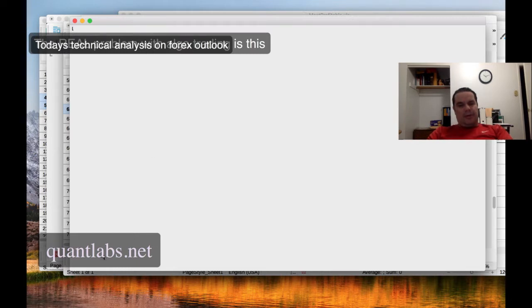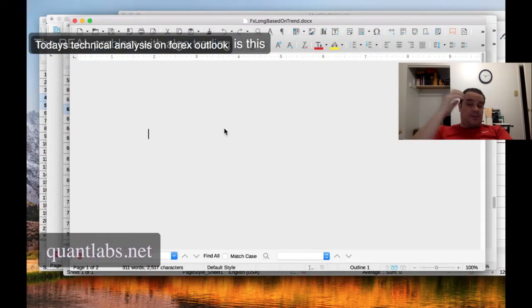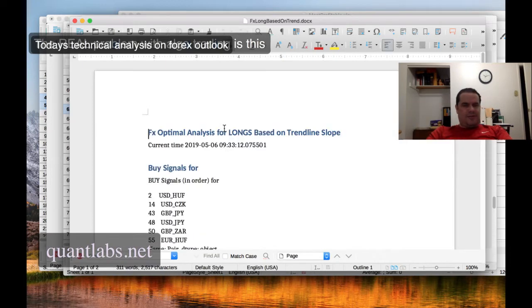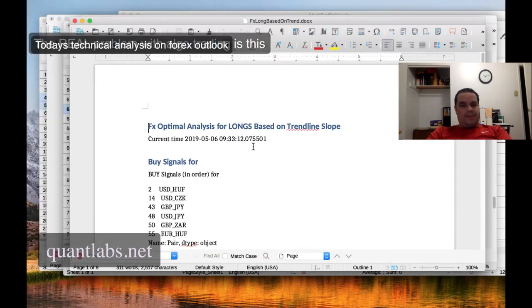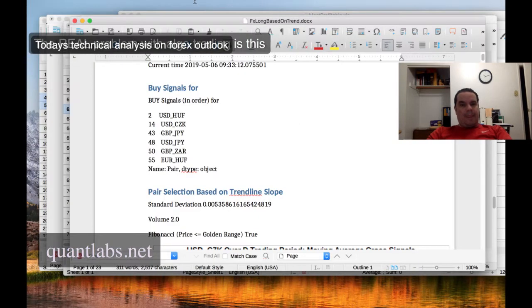Meanwhile, on the ranch, these are big files, 1.3 megs. This may take a little bit of time to load up. Again, I only like to look at the first two or three, and that's it. So again, these are longs based on trend line slope. So what we have here is USD HUF, USD CHECK, GBP against the yen, but we don't have the ones that we're eyeing.